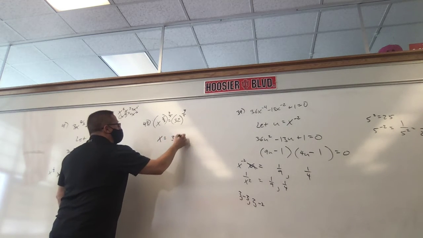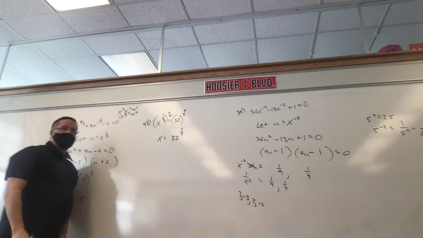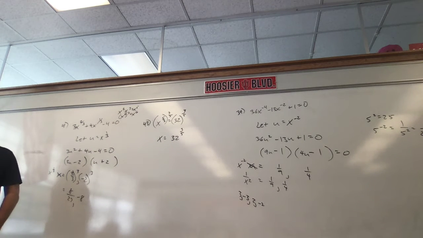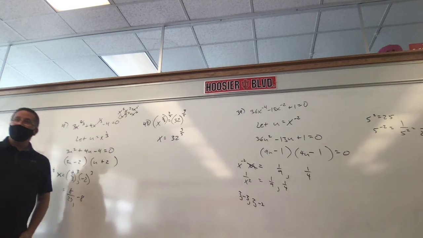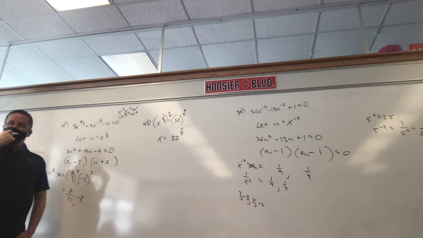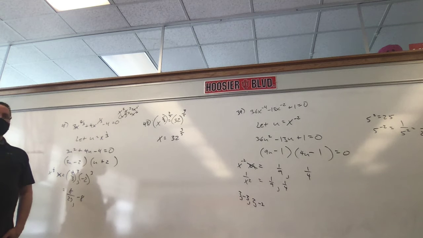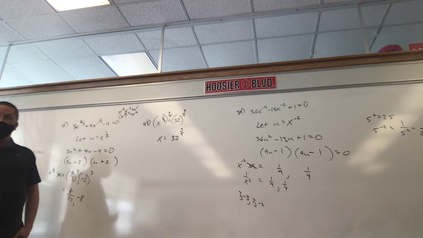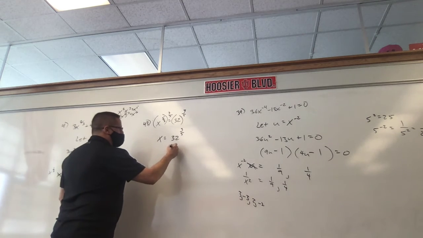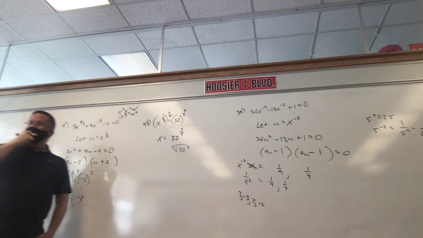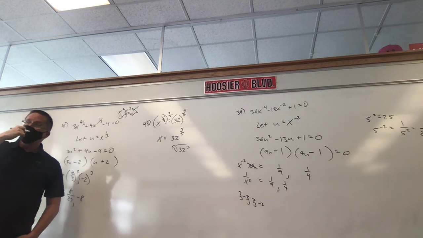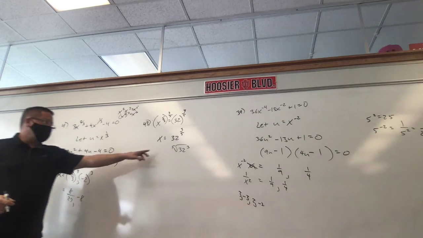Somebody say it. What's 32 to the 3/5 power? I don't know either. Okay, so we rewrite it. What's another way of saying 32 to the 3/5 power? The what root of what? The 5th root of 32 cubed. You guys know what 32 cubed is? What's 32 times 32 times 32? I don't know either. This one I think you should know by now, though.